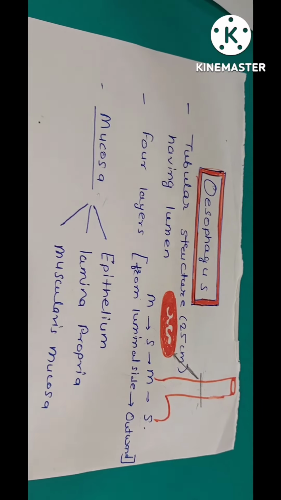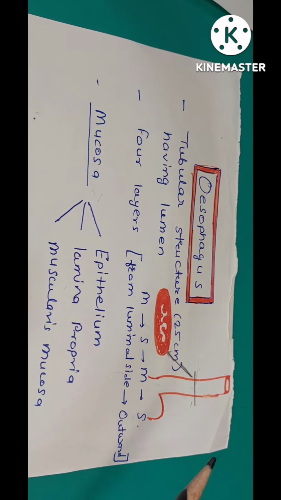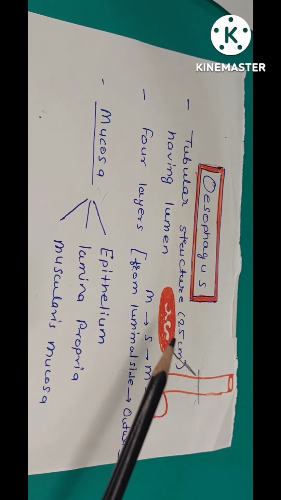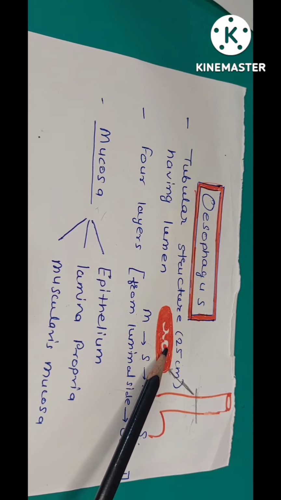Hello dear students, let's see how to draw schematic histology diagram of esophagus. Before starting drawing, let's see about this tubular structure esophagus. When we take a cross section of esophagus, you will see the lumen of the esophagus.